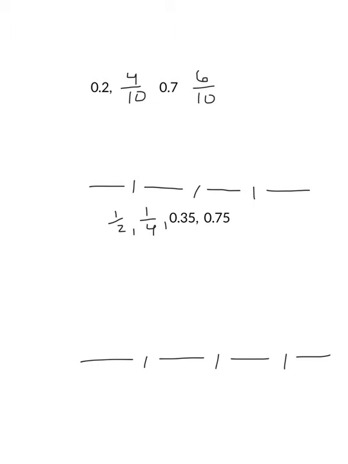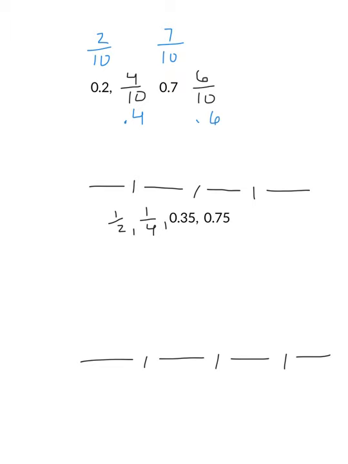So if we read this first number, 2/10, 7/10. So we have 2/10, 4/10, 7/10, 6/10. We'd put them in order from least to greatest. Or you could do this, 4/10, 6/10. Then you're again putting them in order.